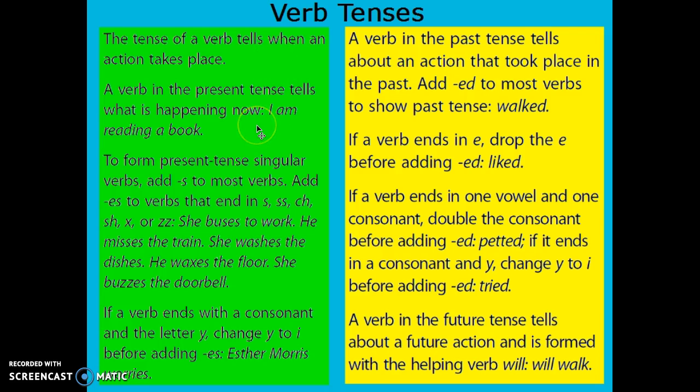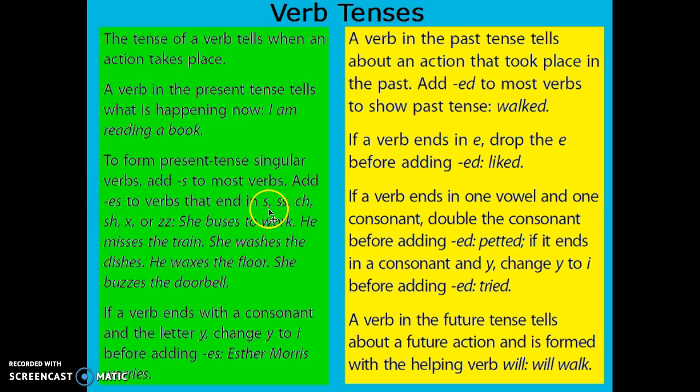A verb in the present tense tells what is happening now. So, I am reading a book. We know that am is a verb. It's a helping verb. So, am reading. To form present tense singular verbs, we add s to most of them. Sometimes, though, you'll add es depending on the ending.